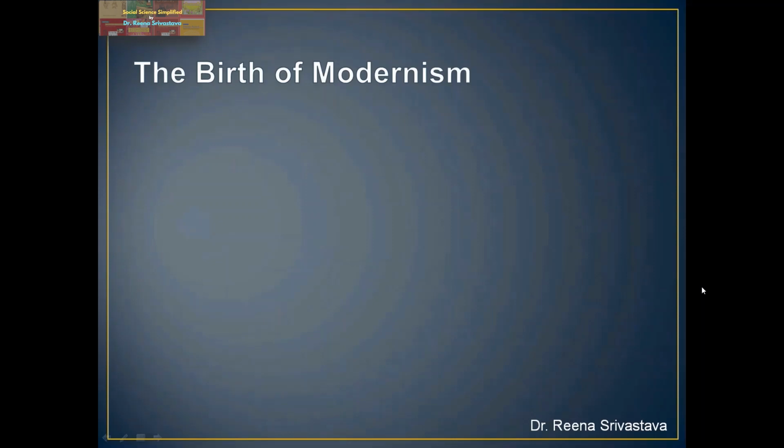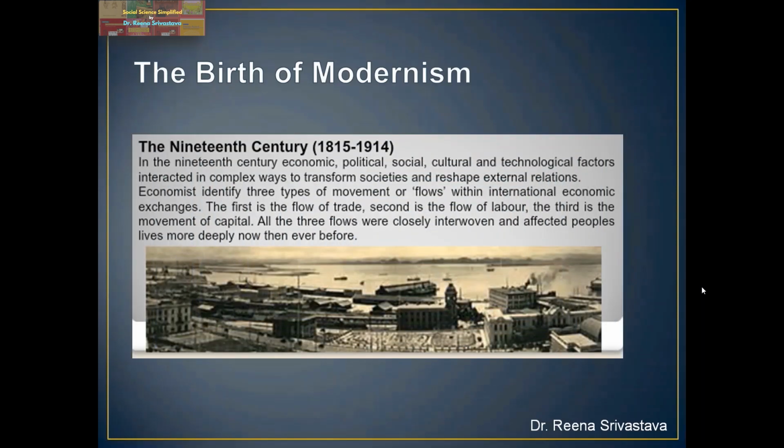In this section, we are going to start from the birth of modernization. Now, when we talk about modernization, it started from the 19th century. In the 19th century, you know what happened? There were certain economic, political, social, cultural, as well as technological factors which interacted in a complex way, and it transformed societies and their external relations also.